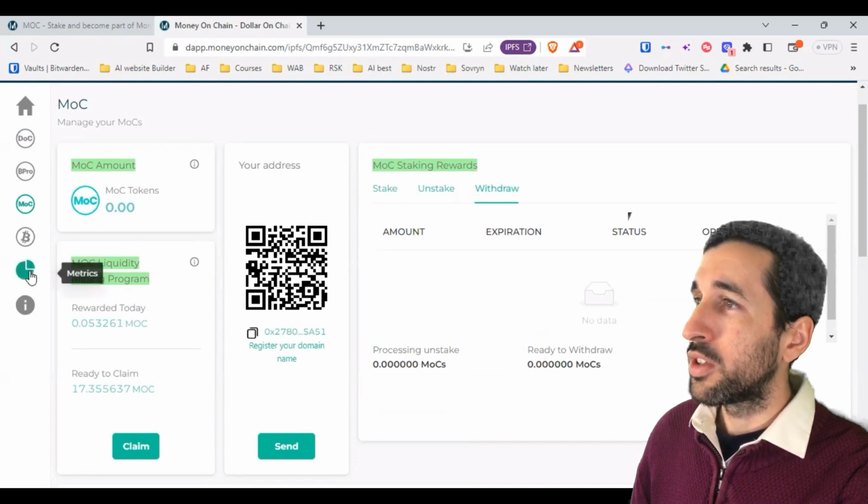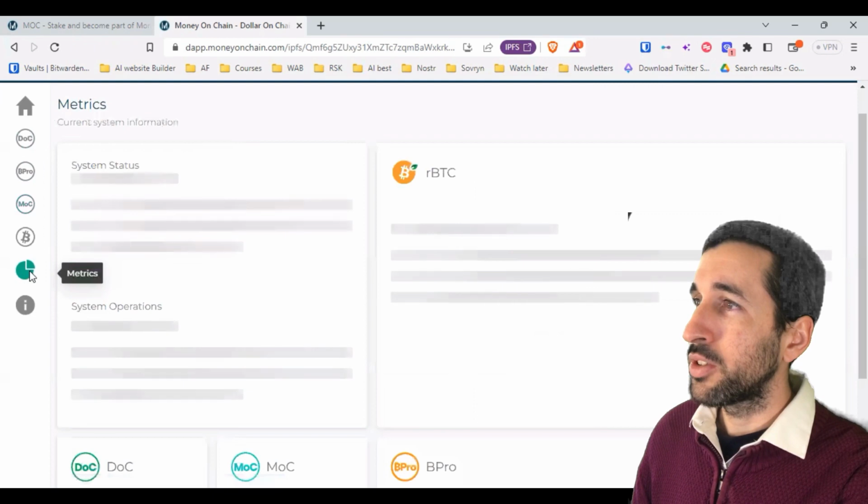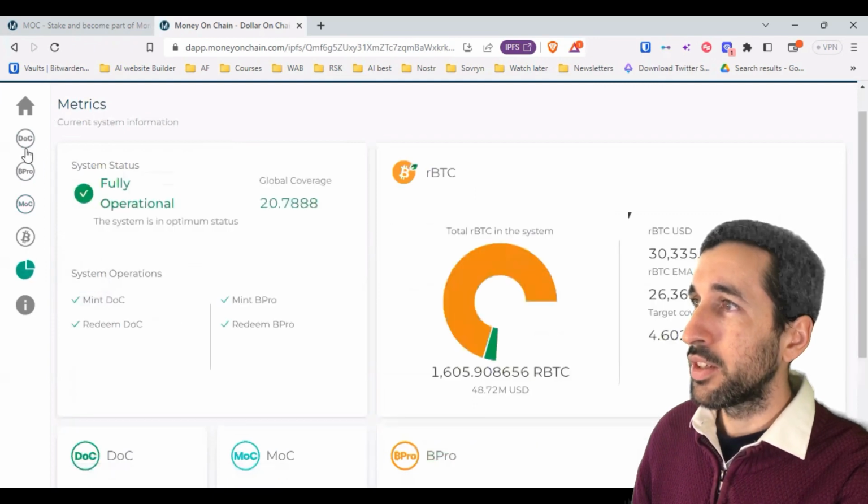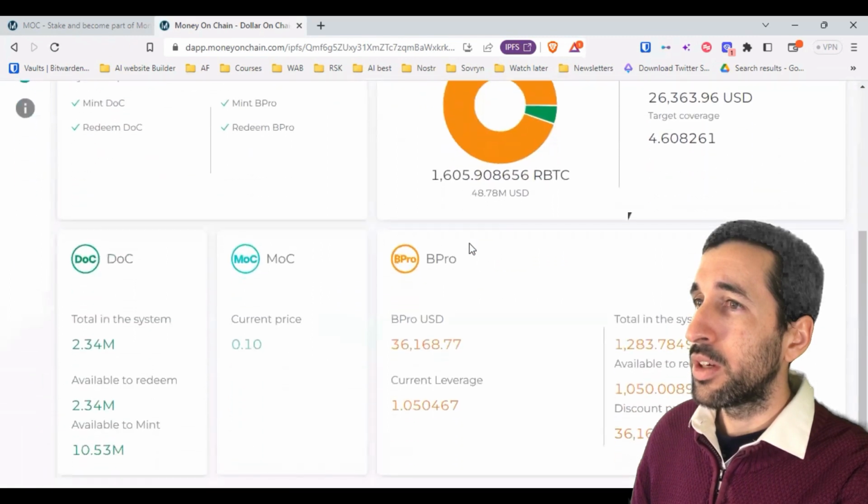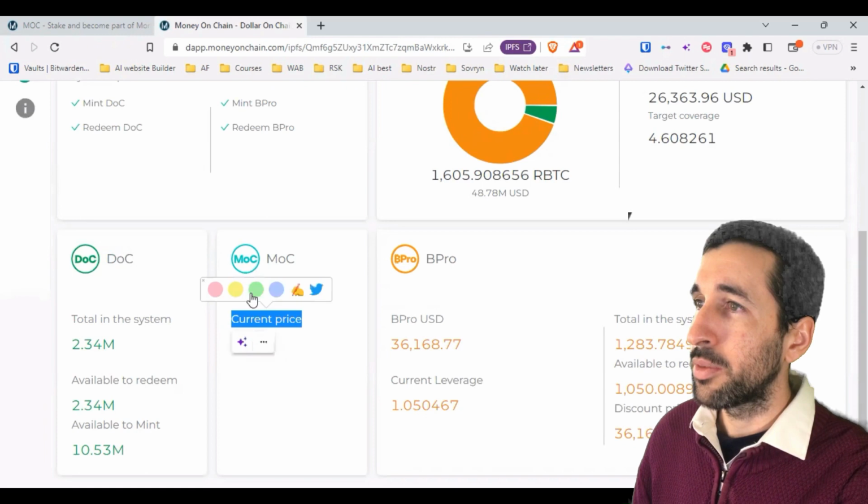And then we're going to take a last look at the metrics section at the end of the side panel, and we're going to go down here, and basically here the only information that we get is the current price of MoC.